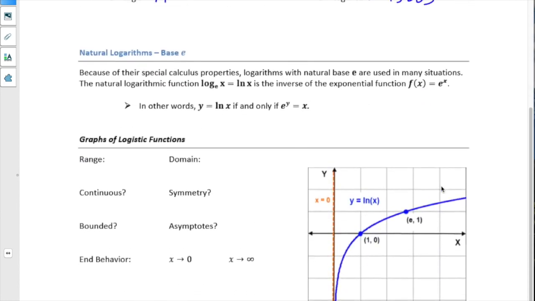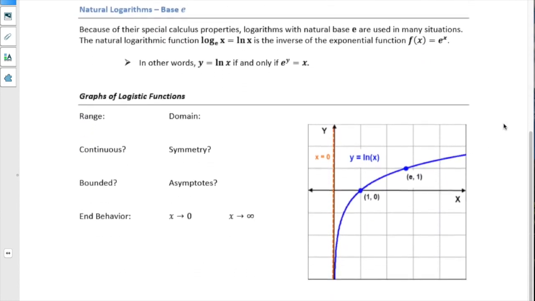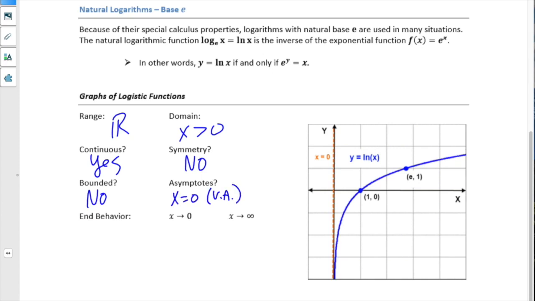All right. There's a very special base that we really like. It's base e, okay? And I talked about what e was in one of the previous videos, right? So I'm not going to really get into it, but this is all the same properties, right? We have range all real numbers, x is going to be greater than 0 for the domain, it's continuous, it's not bounded, because remember bounded means that it's above or below, and we're not being bounded above or below. There's no sort of symmetry on this, and we have x equals 0 is a nice vertical asymptote that we got going on here.